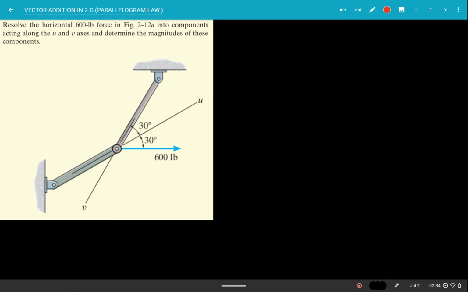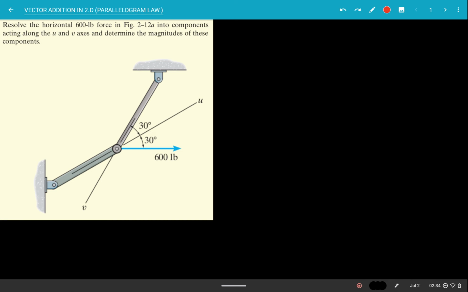Alright, don't get confused with LB. LB is just simply some other unit for weight, and weight is the type of force, which simply means that we're playing with force vectors. Alright, so after that, we've been told to determine the magnitude of these components.